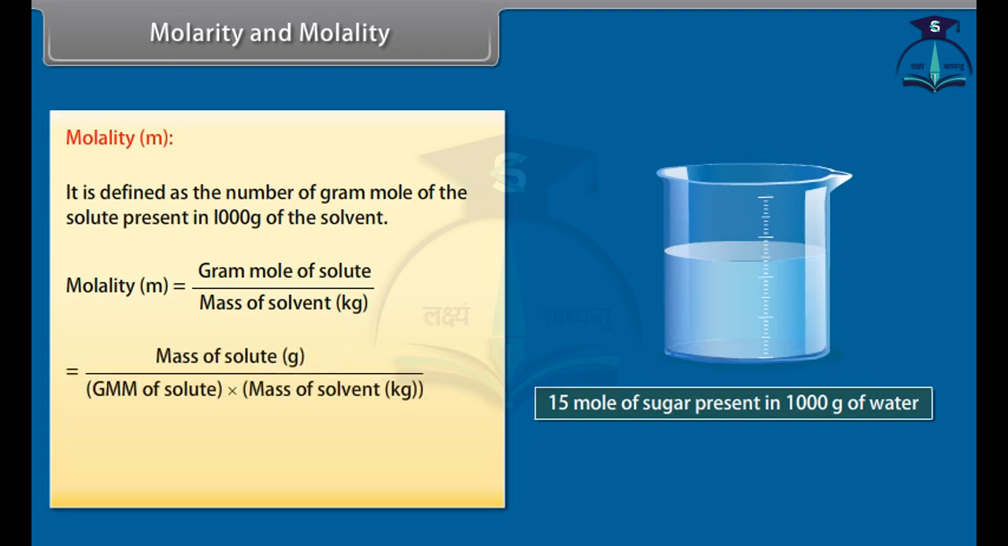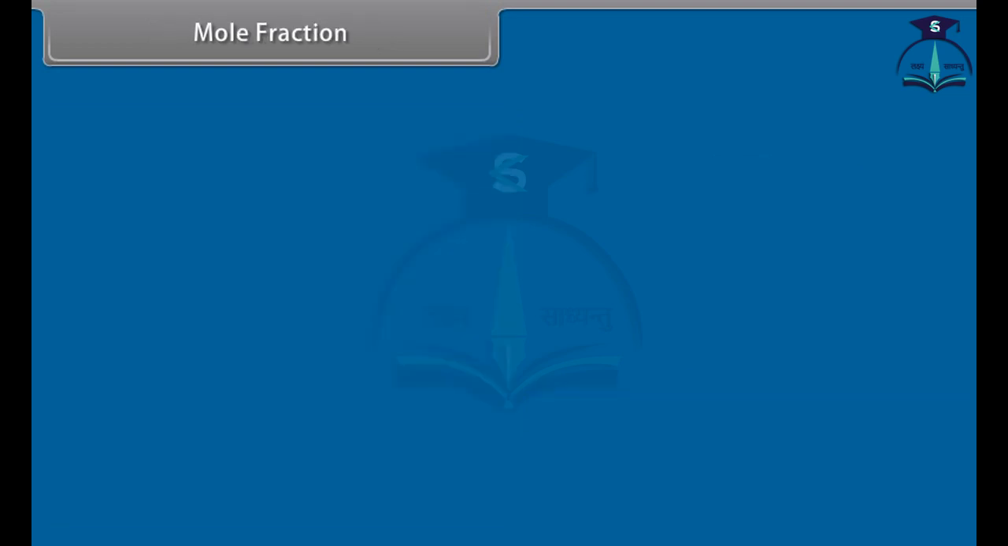Mathematically, molality is represented by small m is equal to WB in grams divided by product of gram mole mass of B and WA in kilogram. A solution containing 1 mole of solute per 1000 gram of solvent has molality equal to 1 and is called a molal solution. Mole fraction.